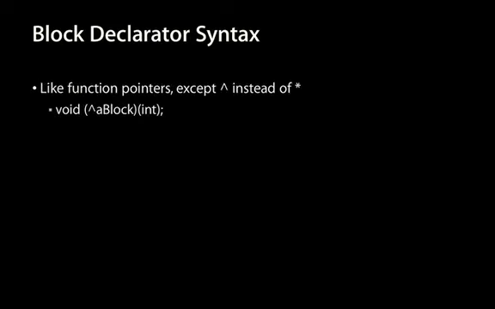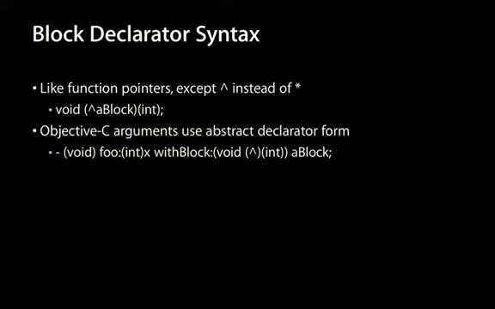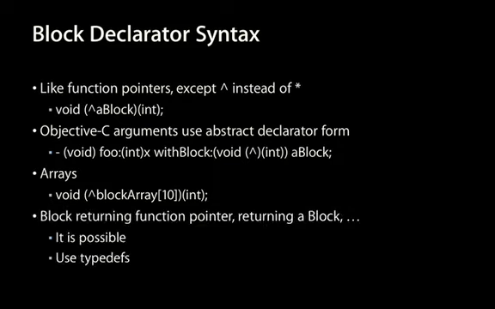So block declarator syntax. I showed you that sort of function pointer style syntax. Well, okay, remember that. In Objective-C, we use sort of this abstract declarator form, which looks kind of funny because we don't normally pass function pointers in, and you just have to get used to it if you don't have a type def handy. This is the C syntax for declaring an array of function pointers or blocks. It's not very pretty. It gets worse. If you try to return a function pointer or another block, you've got really funny patterns of parameter lists of the thing returned. Anyway, use type defs.